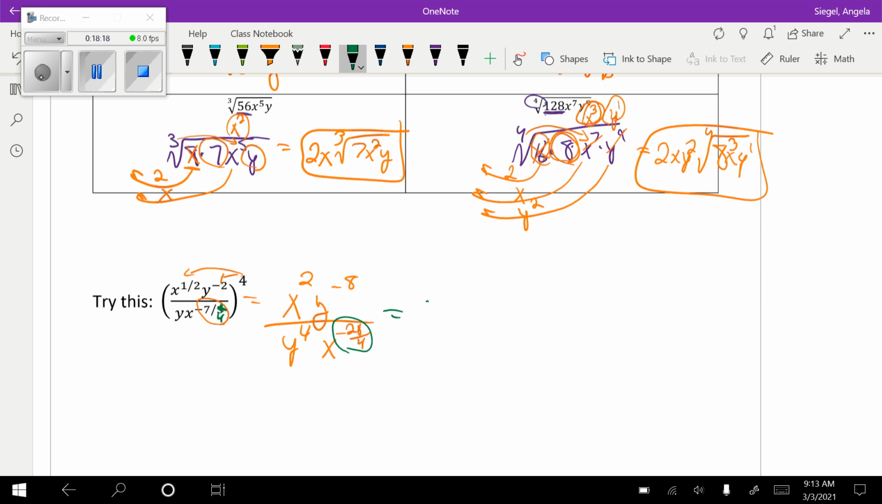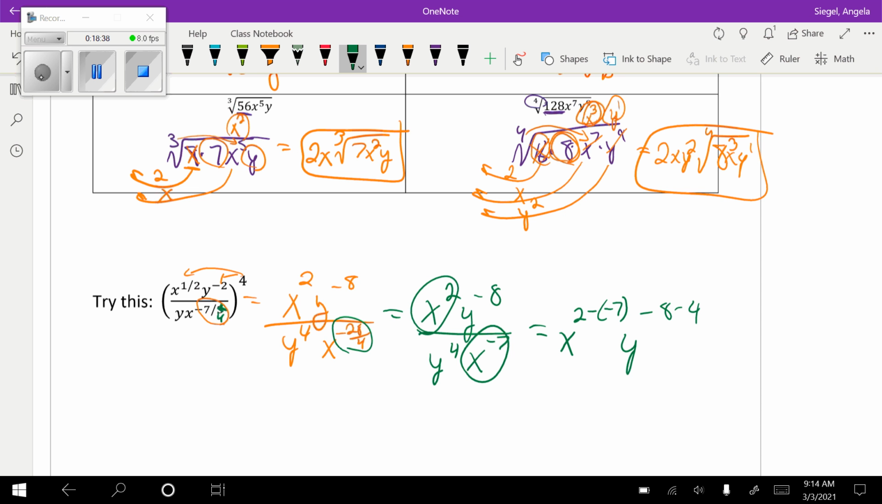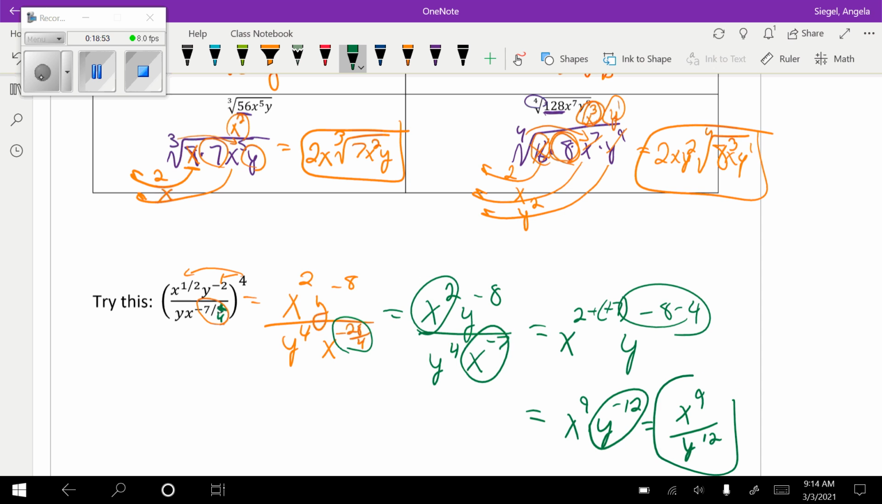So let's kind of clean that up a bit. So I have x squared, y to the negative 8, and then y to the 4th, x to the negative 7. And so I'm going to look at this as 2 minus negative 7, and then y to the negative 8 minus 4 power. So I have 2 plus 7, so I have x to the 9th, and then I have y to the negative 12th power. So I just need to make that one positive, so x to the 9th over y to the 12th, and we are done.